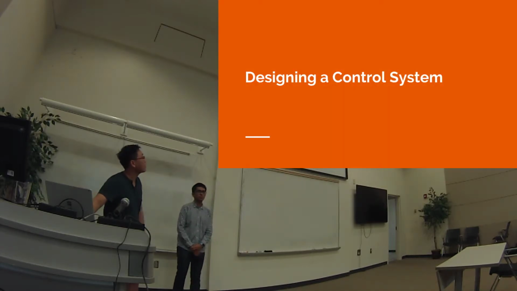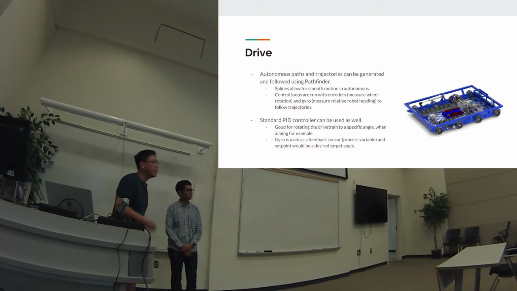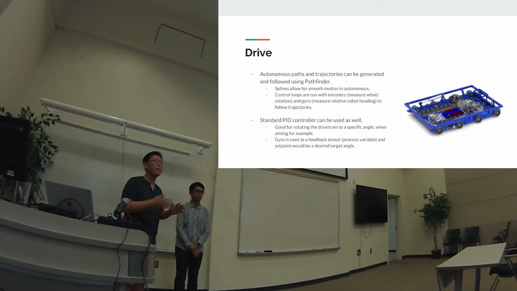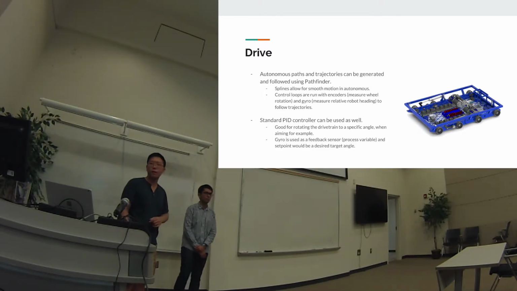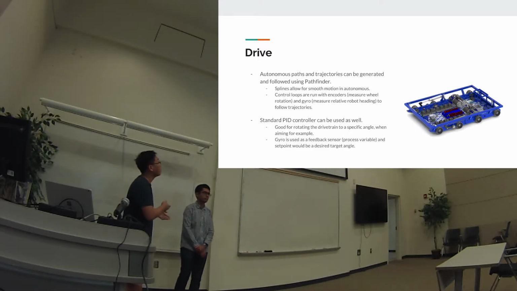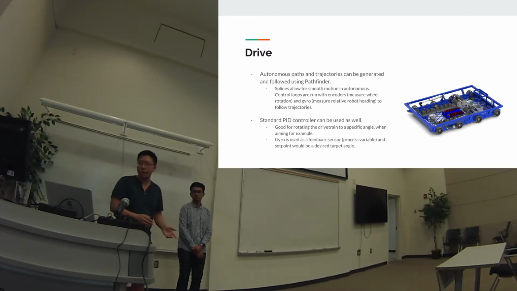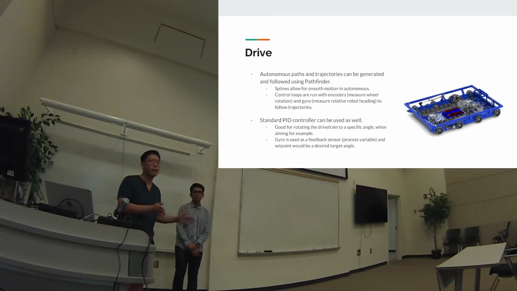So now we're gonna go through a couple of examples of designing control systems. We talked about all of these before, but we're gonna package it nicely for each subsystem of your robot. So for something like a drivetrain, we use Pathfinder again just to generate the trajectories, and then the splines allow for smooth motion. And then the control loops are run with our encoders as feedback, and also our IMU, or gyro, the NavX in our case, to follow the heading of the spline.